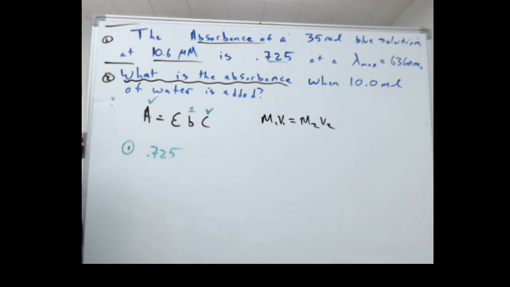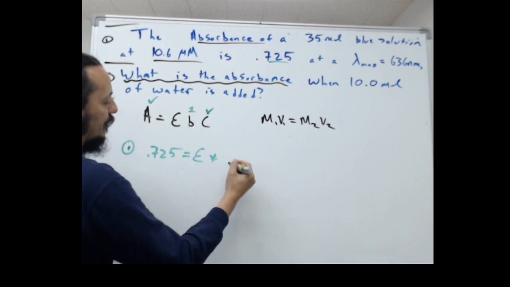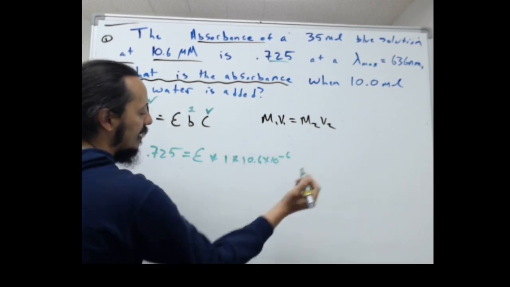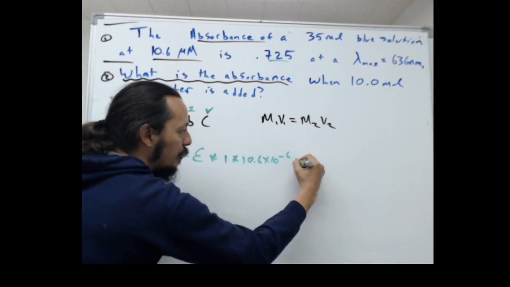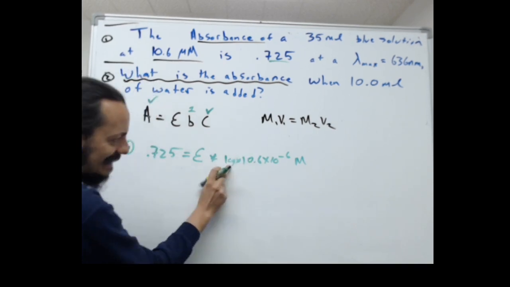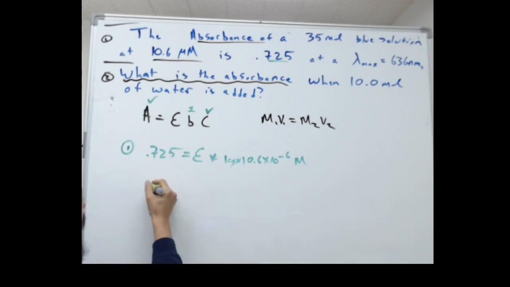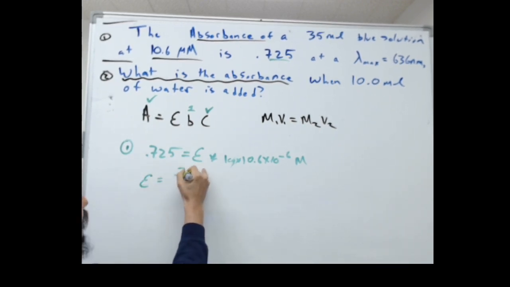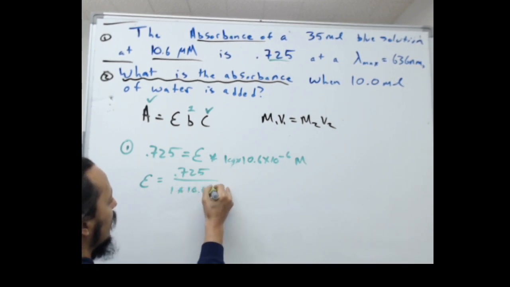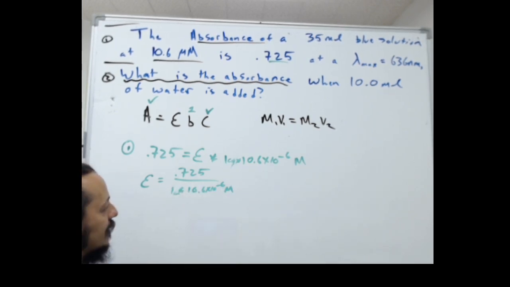0.725. This is very similar to the problem we just did. It's equal to epsilon times 1 times 10.6 times 10 to the minus 6. Notice, let's not be too sloppy with our units. We should be careful. That's a centimeter there. I was getting a little sloppy. Go ahead and calculate epsilon out. We're going to have epsilon is equal to 0.725 divided by 1 times 10.6 times 10 to the minus 6 molarity. Again, I forgot my centimeter.